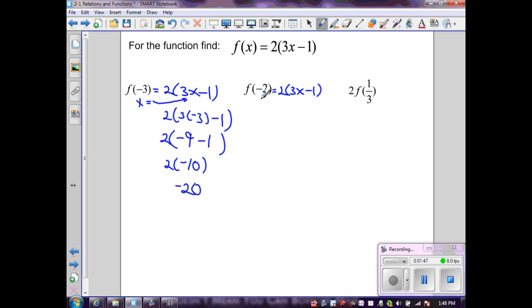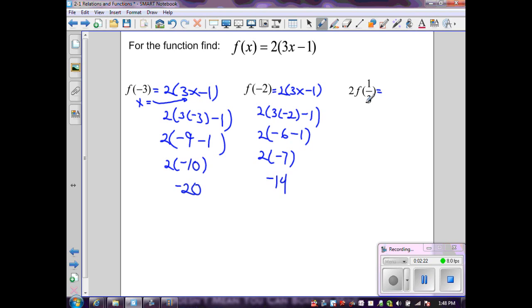Our next one, again, I'm going to have 2 times 3x minus 1. Let's substitute my value of negative 2 in for the variable x. That gives me 2 times 3 times a negative 2 minus 1. Simplify again. 3 times a negative 2 is a negative 6 minus 1. 2 times a negative 7 when I simplify inside my parentheses. And 2 times a negative 7 is a negative 14. So the value of my function when x is a negative 2 is an output of a negative 14.